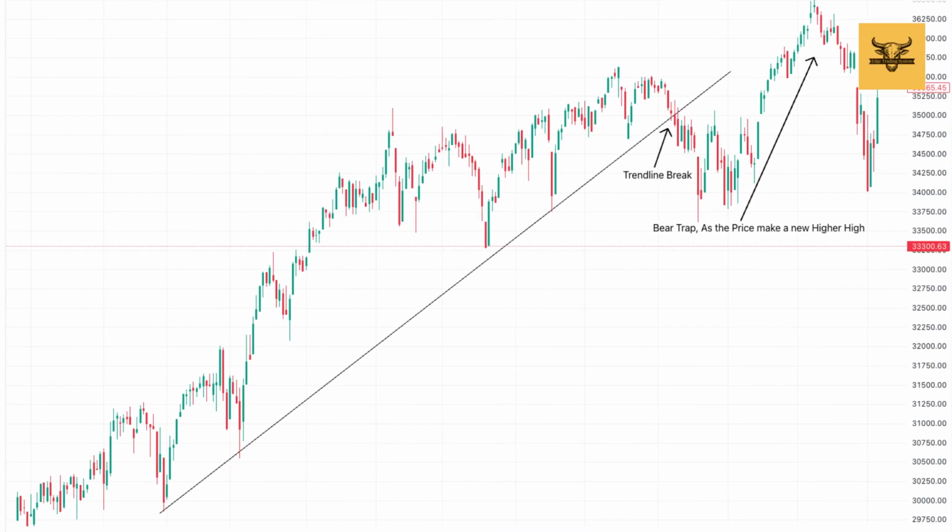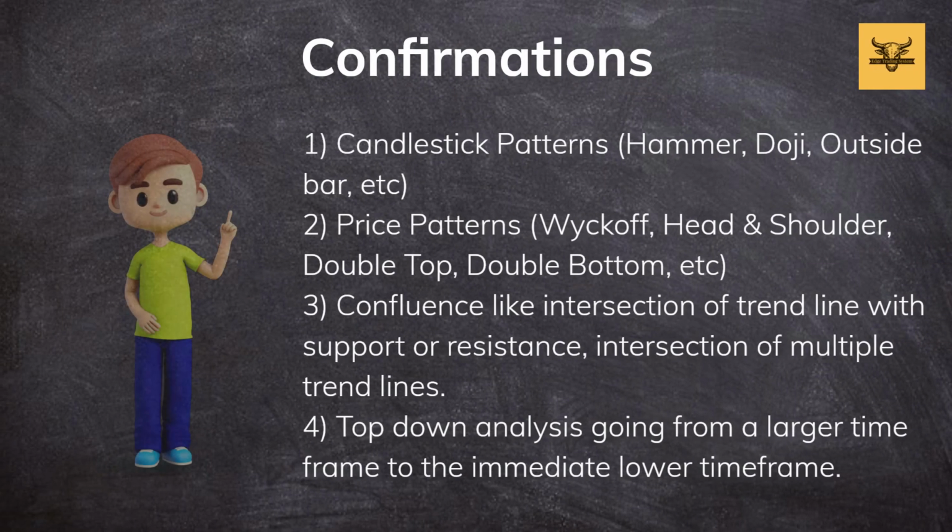We don't just enter blindly whenever price breaks a trend line or takes support or resists it. We always wait for confirmation with price action. Waiting for confirmation helps us avoid bull or bear traps. There are multiple ways to confirm price action, like using candlestick patterns, price patterns, confluence, or top-down analysis. What I prefer is a combination of some of those.